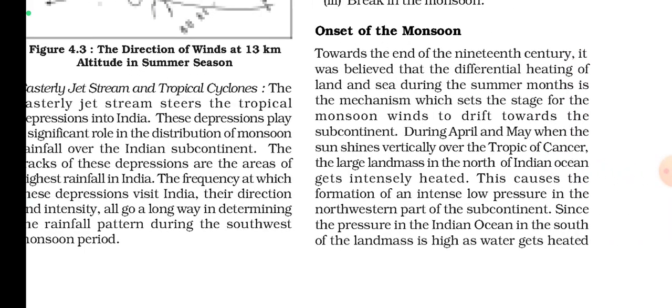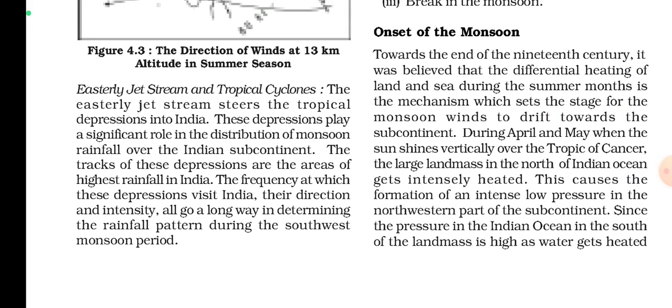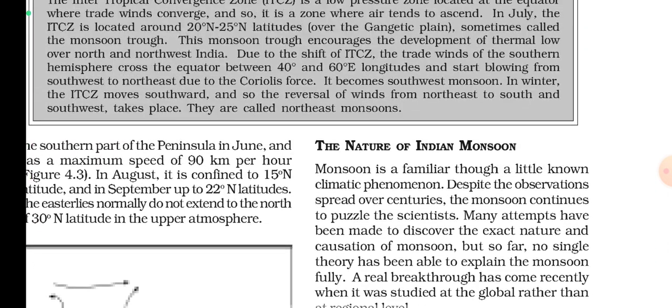Now, what happens with the easterly jet stream and tropical cyclones, we will see. The easterly jet stream steers the tropical depressions into India. These depressions play a significant role in the distribution of monsoon rainfall over the Indian subcontinent. The tracks of these depressions are the areas of highest rainfall in India. The frequency of these depressions entering India, their direction and intensity all go a long way in determining the rainfall pattern during the southwest monsoonal period.